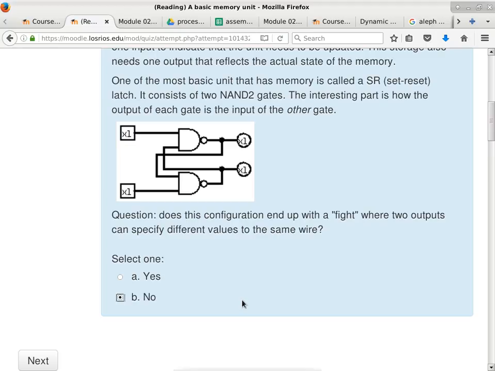So are there any questions of why there is no potential of a fight of any kind in this particular circuit, even though I'm taking the output of one to become the input of the other one? No questions? Okay. So let's move on to the next slide.